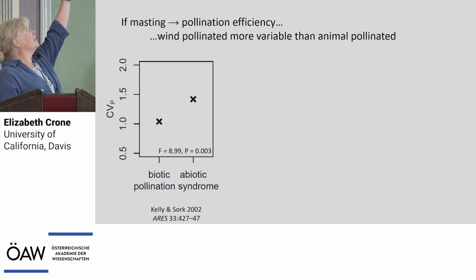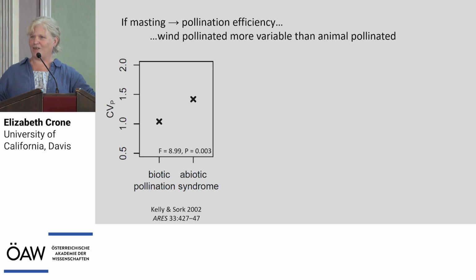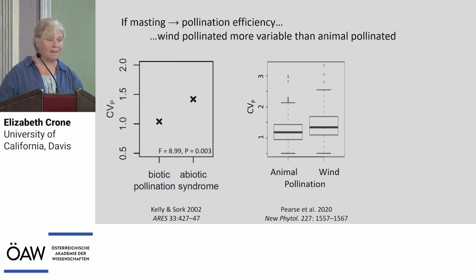And they compared the coefficient of variation, that's a measure of variability in seed production, between biotic, that's like insect-pollinated plants, and abiotic plants, and they find exactly what's predicted, higher variability in abiotic, like wind-pollinated plants. There was another review 18 years later by Ian Pierce, who's here, and colleagues, that compared the coefficient of variation of a larger data set of plants, and they found the same thing. Higher variability in wind-pollinated plants than animal-pollinated plants.